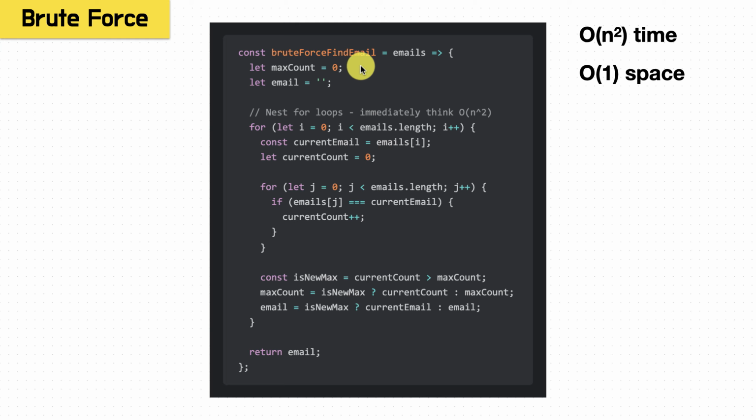So we initialize our max count and email to 0 and an empty string. Then we iterate through all the emails in the list. We have a current count and a current email address. And then for every email in the list, we increment our current count. And then once we're done, we can see if our current count is greater than the previous max we had stored. If it is, then we update our max count and the email address associated with it. And then once we reach the end, we just return this email address.